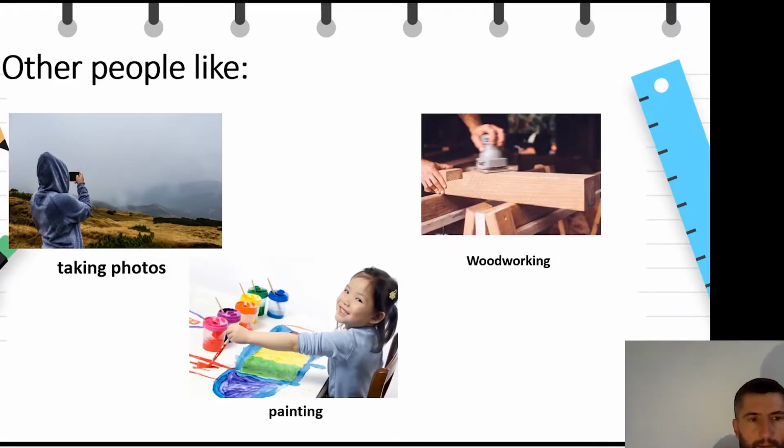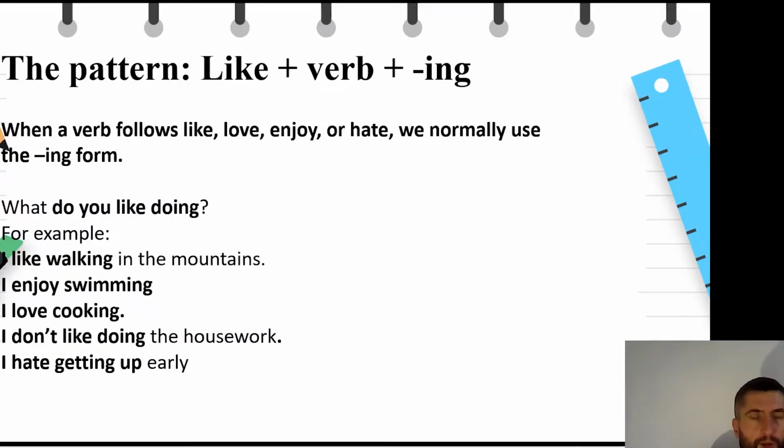Other people like taking photos, or painting, or woodworking, being more creative. So, can you see a pattern here? After the verb like, we use the verb plus the ing form. For example, I like walking in the mountains, or I like watching horror movies.